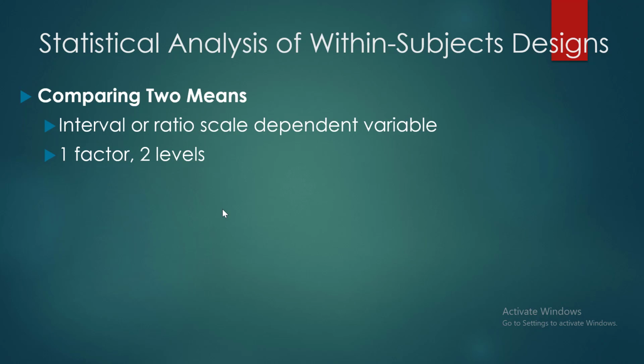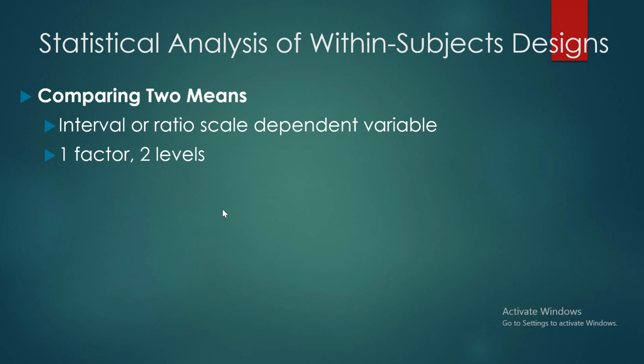So for example, the visual illusion experiment that we've talked about. The lighting of the room is our factor, and it has two levels. The first level being a dimly lit room, and the second level being a brightly lit room. So that means that we have just two means to compare.